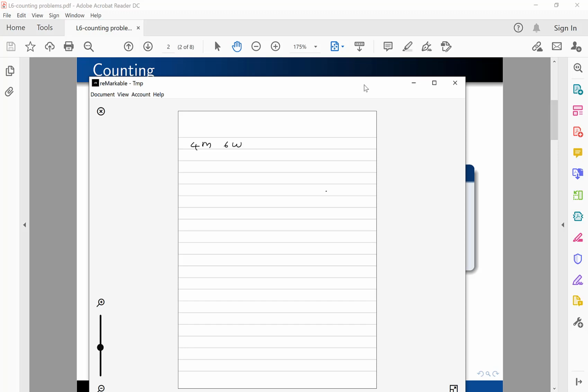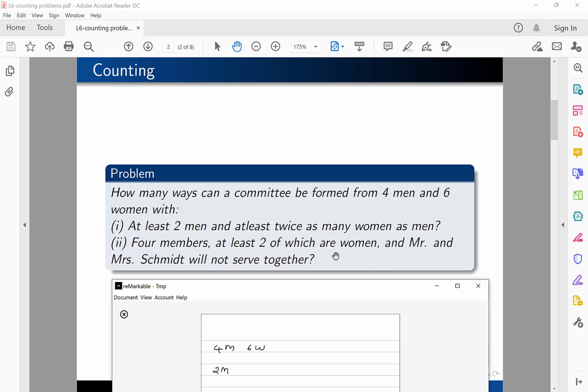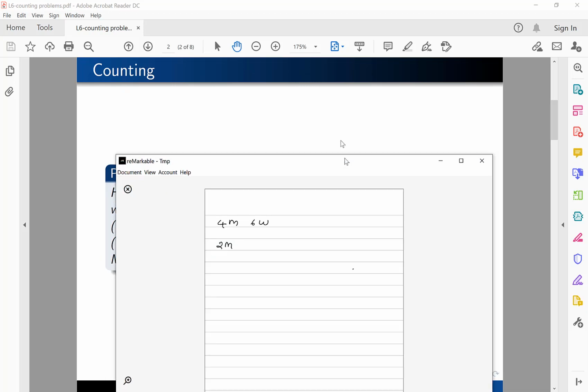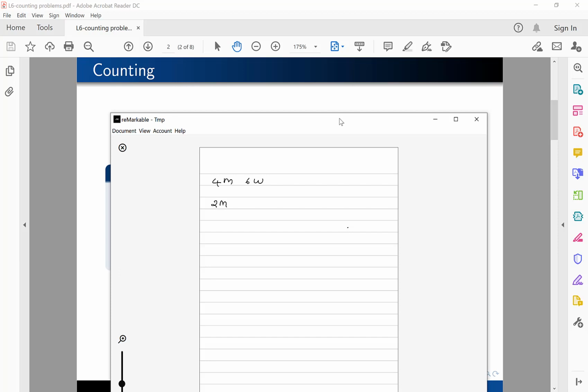So of all the different possibilities, right? So let's see, we have to have at least twice as many women as men, right? So if we have 2 men, then we need to have either 4 women, or we can have 2 men and 5 women, or we can have 2 men and 6 women, right?